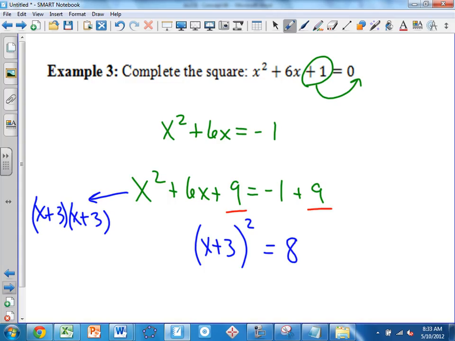So completing the square, that's why it's called completing the square, gets you to take an equation and somehow change it.